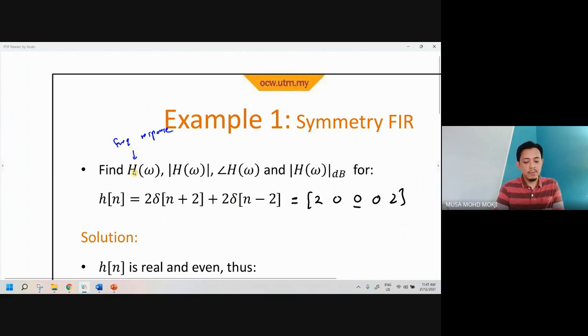The original one doesn't have an absolute value. This one is called the magnitude response. The original we call the frequency response. If we have the modulus, we call it the magnitude response. This is actually the one that we are interested in for our analysis and observation. This one is the phase response. This is another one that we are interested in when we do analysis and observation later.